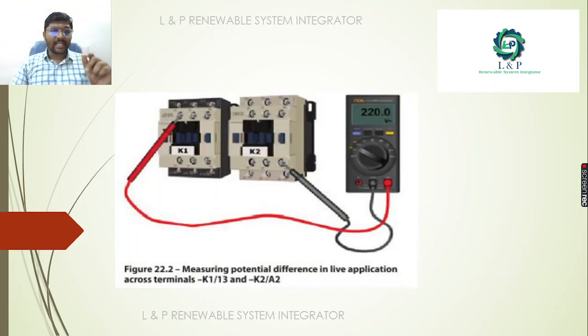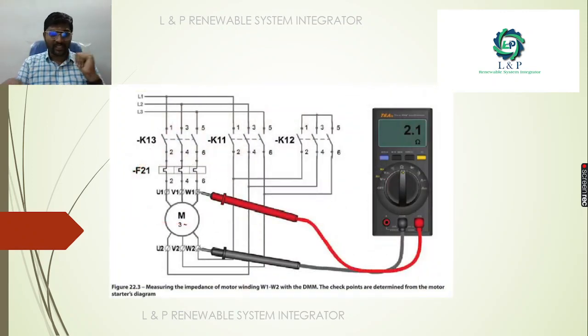Next, if you plan to measure a potential difference in a live application, please measure like this. You might have two contactors, K1 and K2. Please keep the probes on terminal 13 and A2 and measure the voltage, so that you will know the exact voltage which is flowing in the circuit.